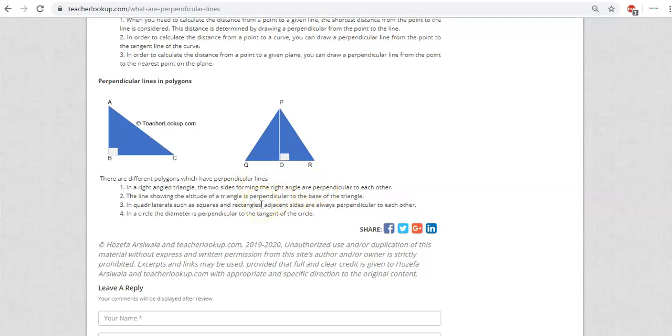Second one is the line showing the altitude of a triangle, which is perpendicular to the base of the triangle. Third one is in quadrilaterals such as squares and rectangles, where adjacent sides are always perpendicular to each other. In a circle, the diameter is perpendicular to the tangent of the circle.